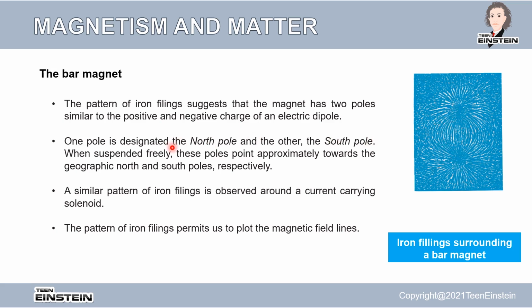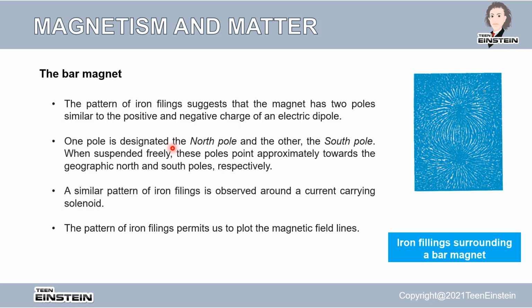So one pole is designated north pole and the other is the south pole. When suspended freely, these poles point approximately towards the geographic north and south poles respectively. A similar pattern of iron filings is observed around the current carrying solenoid.